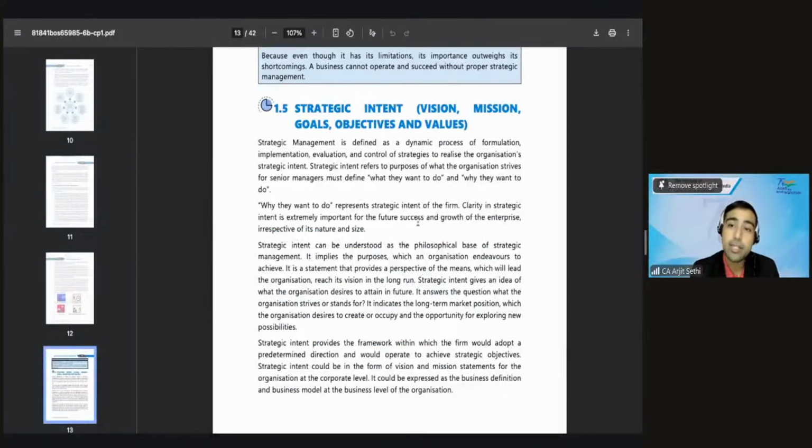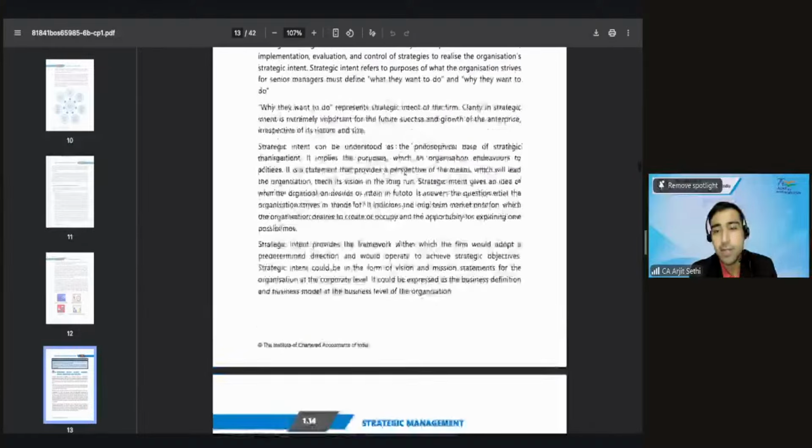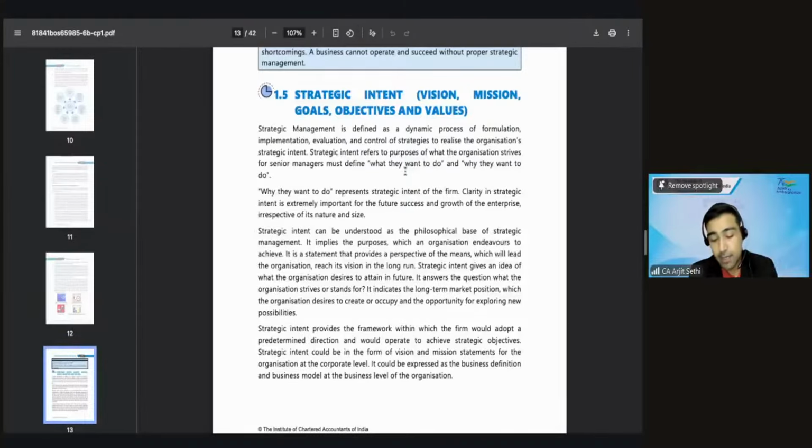Very important topic in chapter 1: vision, mission, goals, objectives, and values. A lot of people confuse vision and mission. Let me ask you very quickly. I want to be a NASA scientist. Vision है या mission है? I want to be a NASA scientist. Vision or mission? Let's say, let's be Indian. I want to be an ISRO scientist. Why NASA? I want to be an ISRO scientist. Vision or mission? What is it?